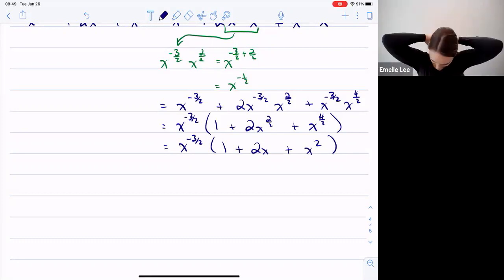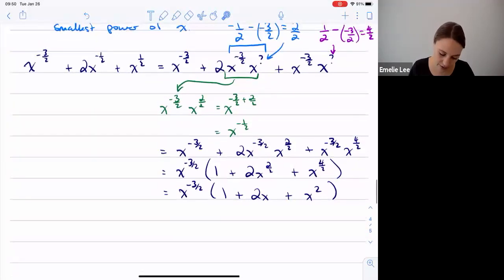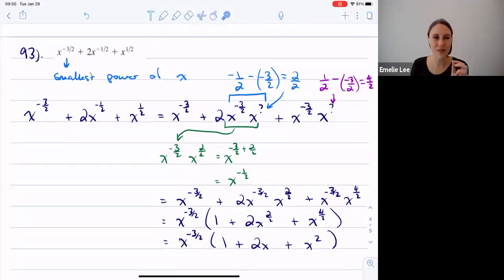And then we're done. So again, you could pull out a common x here. I wouldn't worry about it. I wouldn't do that. But here you've extracted this common factor of x to the negative 3 over 2. So the hard part is figuring out how to break up the other exponents into two fractions that would add to what you need from the one that you're extracting, right? So that can be a little bit tricky and definitely requires a lot of practice.